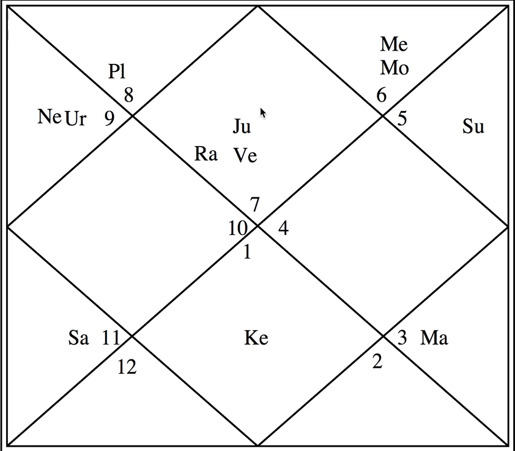So this also tells me that this person will have to work very hard in life to get things. Jupiter is also the sixth lord. Okay, what is the sixth house? Sixth house is the house of disputes, trials, tribulations. The lord is sitting in the lagna itself. So this means that she will also have to undergo all these trials and tribulations.